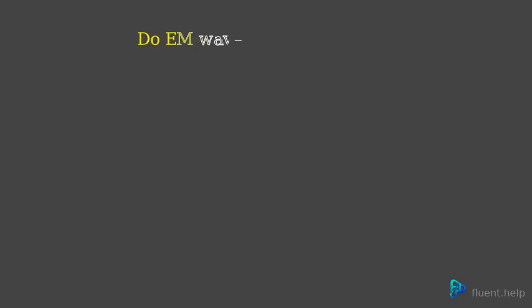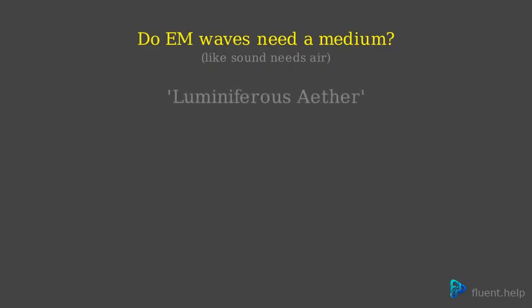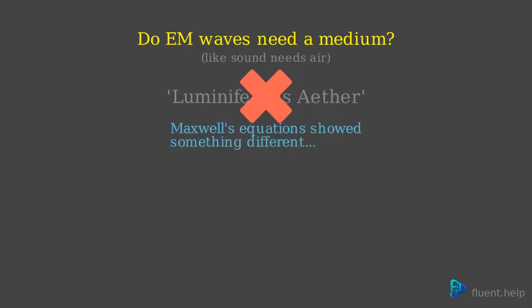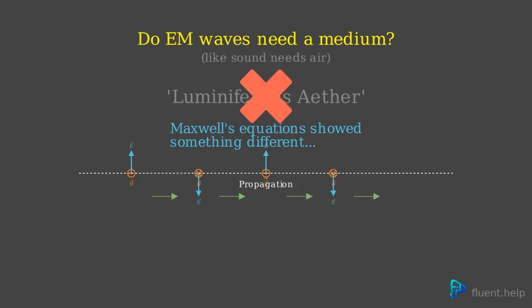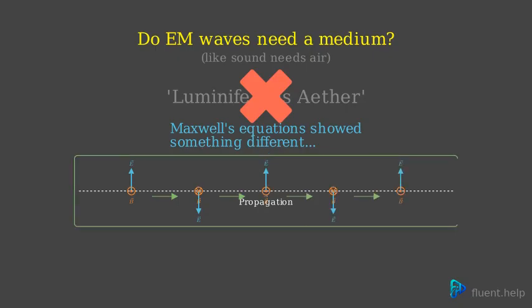One big misconception people had back then was that these waves needed a medium to travel through, like sound needs air. They called it the luminiferous ether. But Maxwell's equations showed something different. The waves are self-sustaining. The changing E field creates the B field, and that changing B field creates the next E field. They pull themselves up by their own bootstraps.